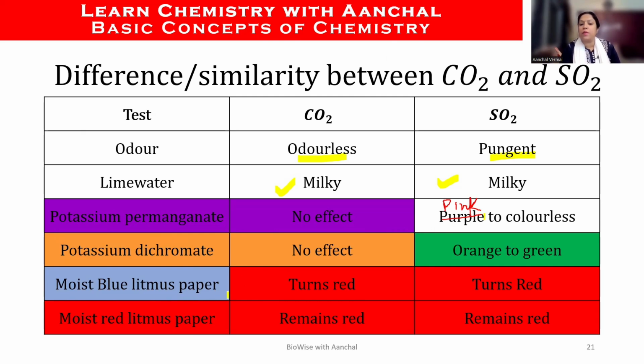Moist blue litmus paper turns red. That is showing that carbon dioxide and sulfur dioxide both are acidic in nature. Red litmus has no change in color. So this is all the difference and the similarity between carbon dioxide and sulfur dioxide.